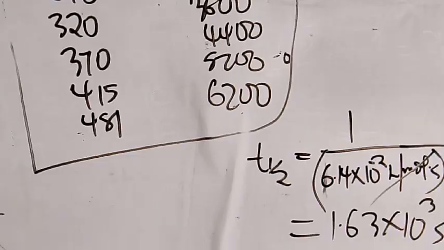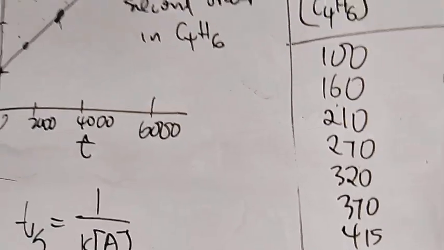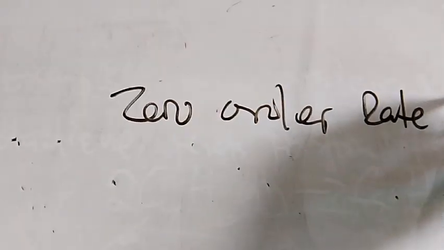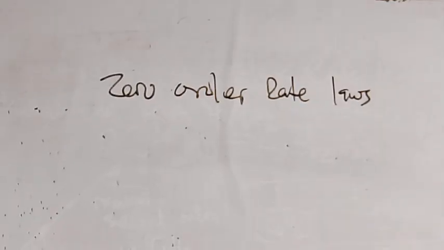Then the half-life of a second order reaction is not constant as it is for a first order reaction. So it changes as time goes by. Okay, it's not the same throughout. For first order it's the same because it doesn't depend on the concentration. Then the other reaction that we need to look at is the zero order rate laws.